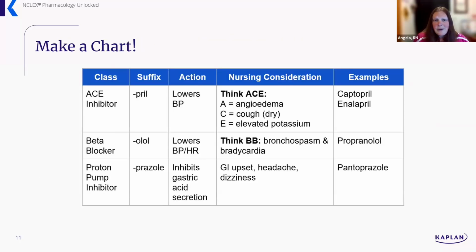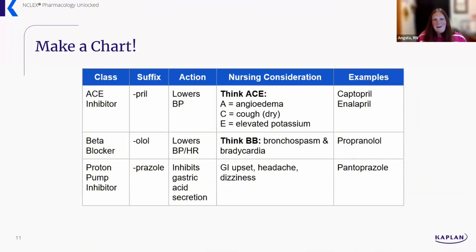And I encourage you, as you're reviewing the classes of medications, to make a chart. Charts are actually a pretty easy way to help consolidate information into easier to read chunks. I'm not ever going to say easy, but easier is what we're aiming for here as we talk about studying pharmacology. So when you're making a chart for pharmacology, consider these 5 columns that you see here: class, suffix, action, nursing consideration, and examples. So let's take a look at this chart that's on the screen here.